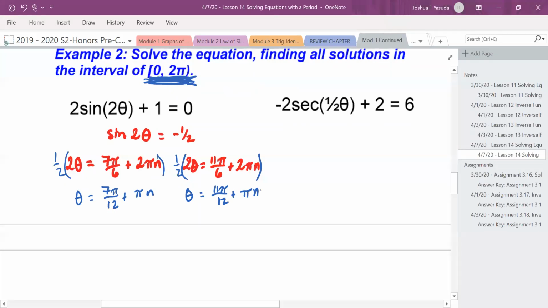So then our first answer is going to be theta equals 7 pi over 12. That's my first one. And to find the next one, I'm going to add pi. So 12 over 12, 19 pi over 12. Okay. And then the next one, once again, 11 pi over 12 is my first answer. And then I'll add 12 over 12 again, which would be 23 pi over 12.